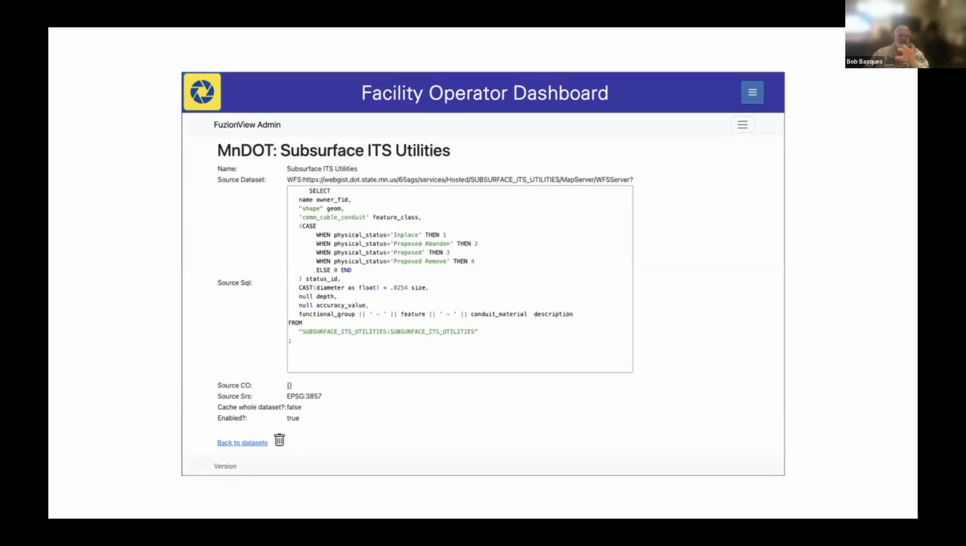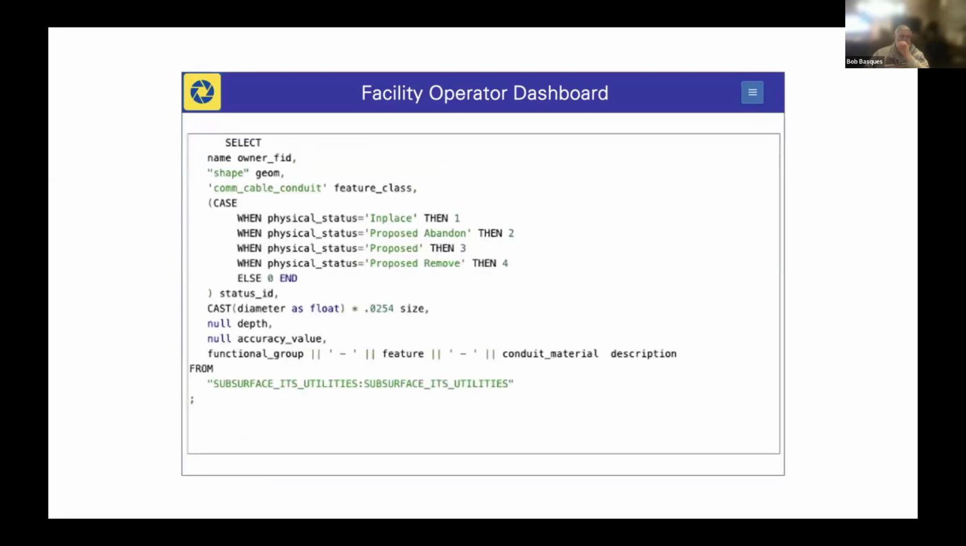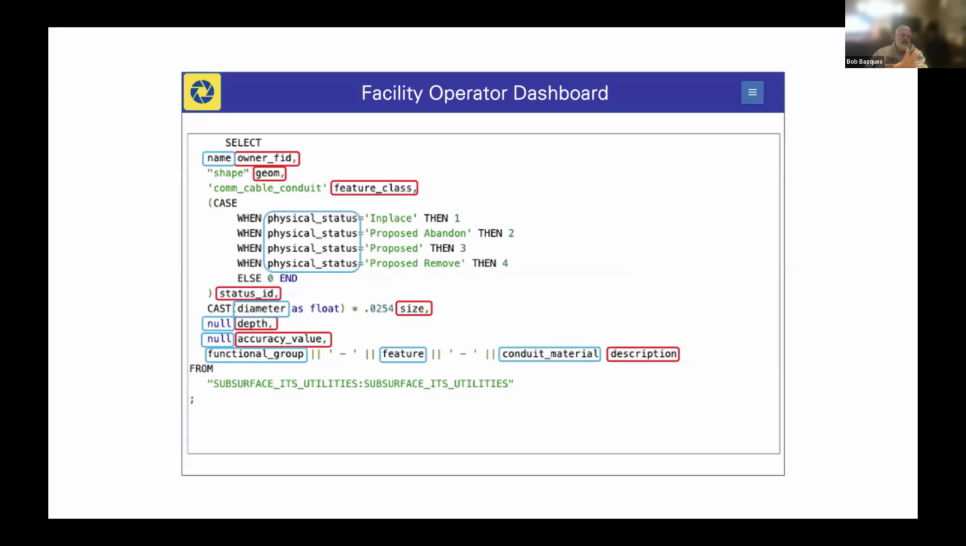Don't get lost in the complication you see here, but what you're looking at is the mechanism we're using for mapping the data from the source data provider over into the FuzionView engine itself. That big square in the middle is an SQL statement, and the idea behind it is how we would map the data. What you see highlighted in red is the schema behind the scenes on the FuzionView side, and the blue parts are what the data looks like over on the source side.